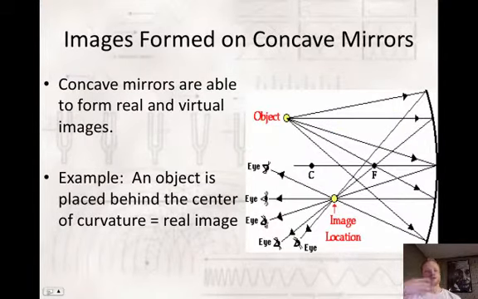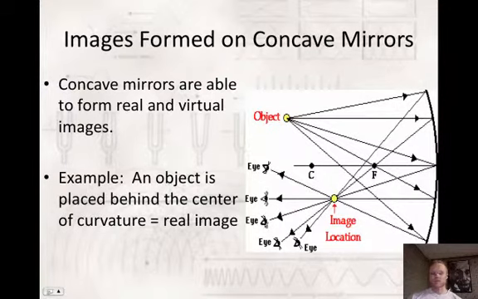So in the previous lesson, we talked about how images can be formed in plane mirrors, or mirrors that are flat. Concave mirrors are also able to form images, and what's interesting is plane mirrors only formed virtual images. That basically meant that the image was formed on the back side of the mirror where the light could not go. Concave mirrors are able to form virtual and real images.